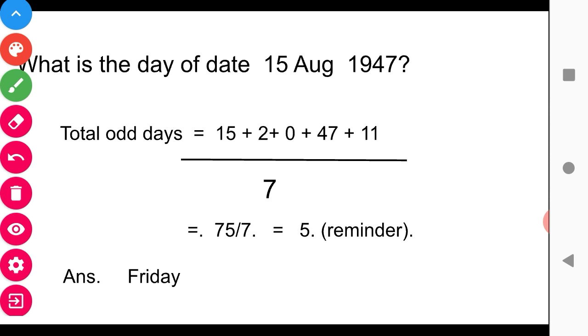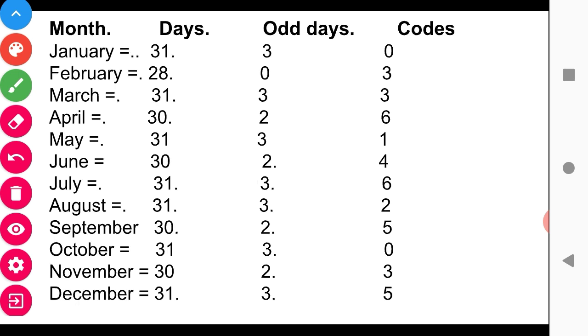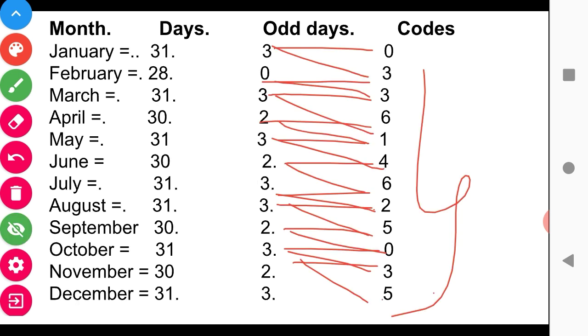So the month code here is 2. In this way we are getting the month codes. Month codes are nothing but the pre-summation of the total number of odd days up to the previous month. Month code is nothing but the pre-summation of the total number of odd days we have calculated, and we will separate it here.